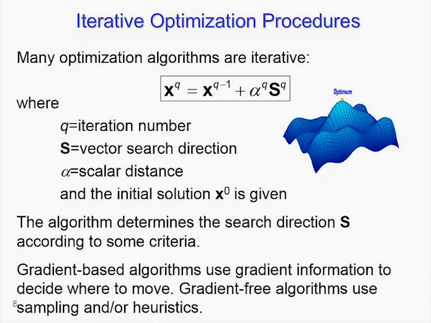And alpha q is on iteration q. The other thing we're going to need is an x0, which is our initial guess. We're always going to have to initialize from some x0 so that we can start this whole process of walking through the design space.